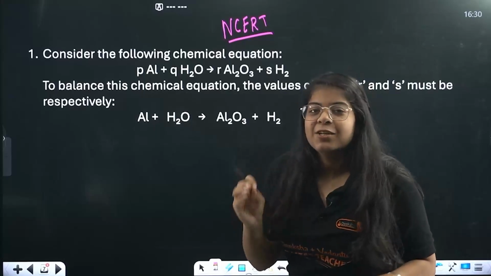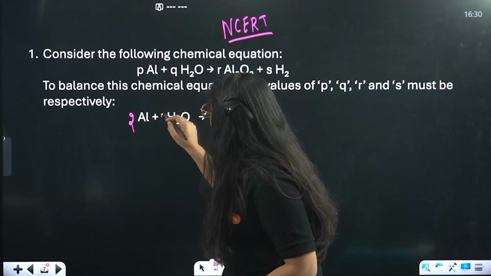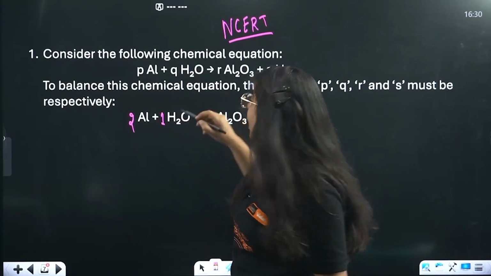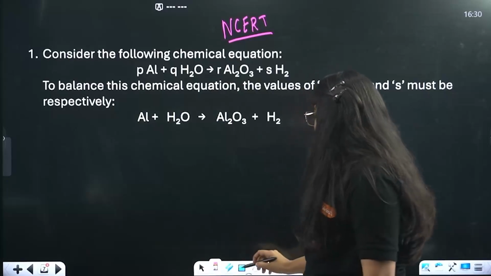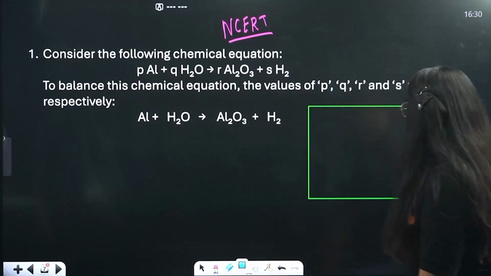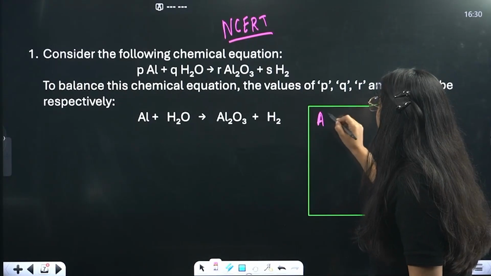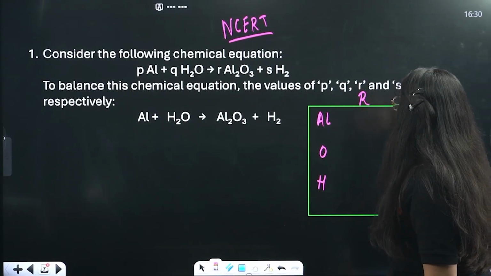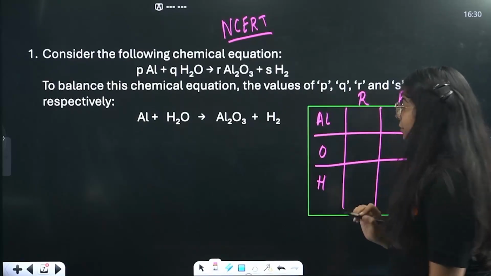So basically you just have to balance the chemical equation, and whatever comes here, let's say 2, 1, 3, then 2 will be your P, 1 will be your Q, R will be your 3. Okay, that's just an example. We'll do that with the help of an actual table. Now we have aluminium, oxygen, hydrogen, reactant side, product side. Done. This is what we are given with.